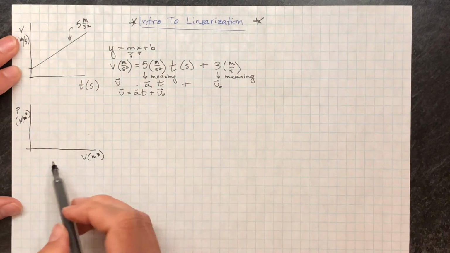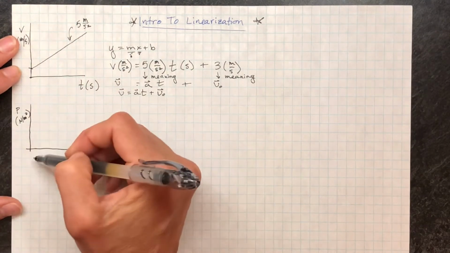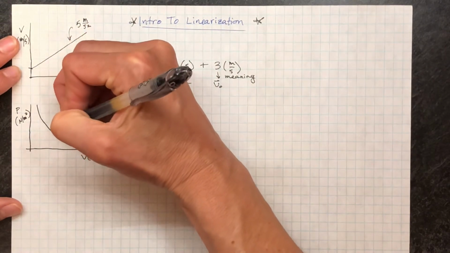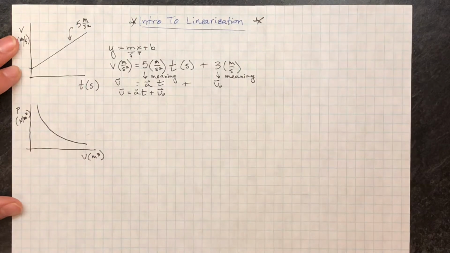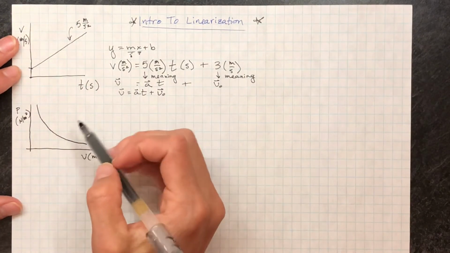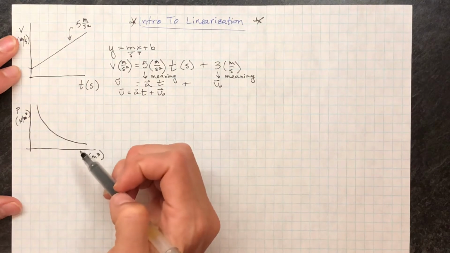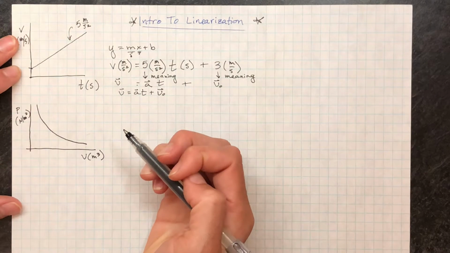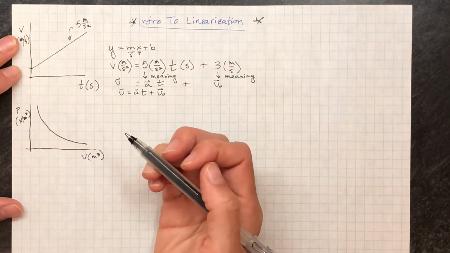So once again, our independent variable is going to go on the x-axis, our dependent variable is going to go on the y-axis. And you have a curve that looks like this. If you were in math class and you saw this curve, you might say, oh, that looks like an inverse relationship. And it is an inverse relationship.